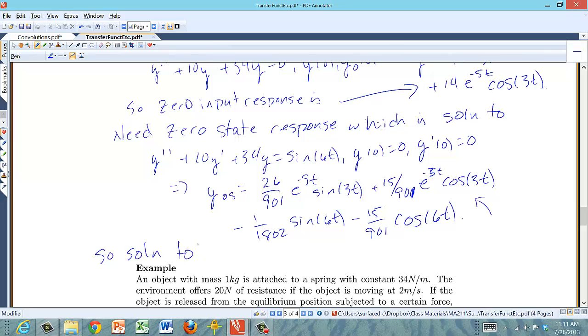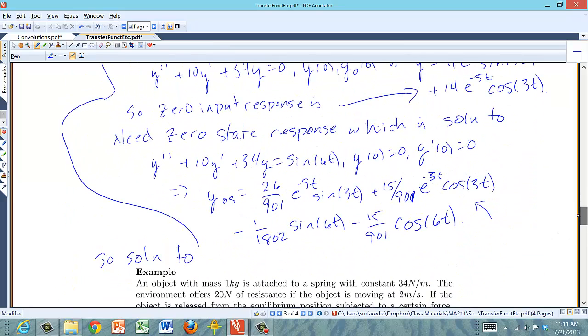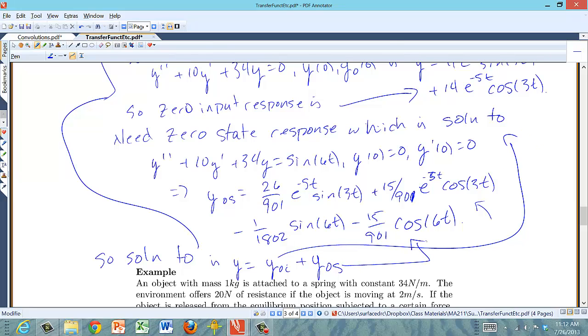The solution to the initial value problem that we wanted, which is this guy, is just the zero state response plus the zero input response. So the zero input response, again, is this guy up here, and the zero state response is the one I just solved using Maple, and that's it.